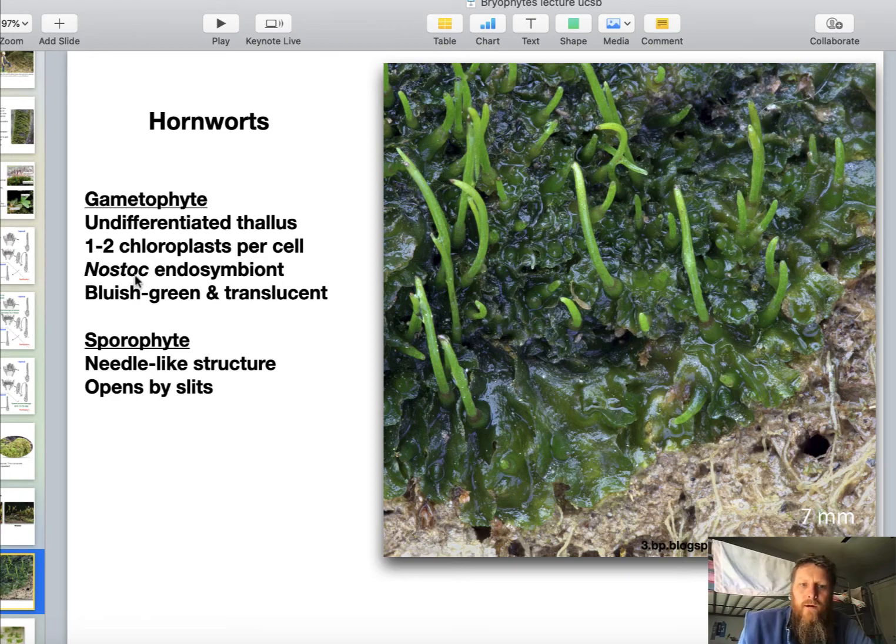Hornworts all have a Nostoc, which is a cyanobacteria, as an endosymbiont, so it actually lives inside the cells, and that's one of the things that gives it that kind of bluish green translucent look, which is quite different from thalloid liverworts. The sporophyte, again, is a needle-like structure, and it opens by 2 longitudinal slits that run up the sides of the sporophyte.